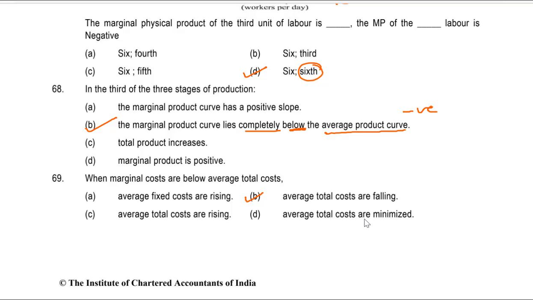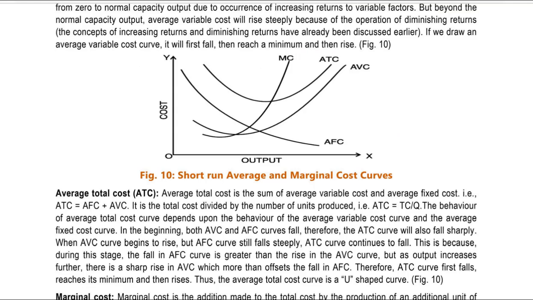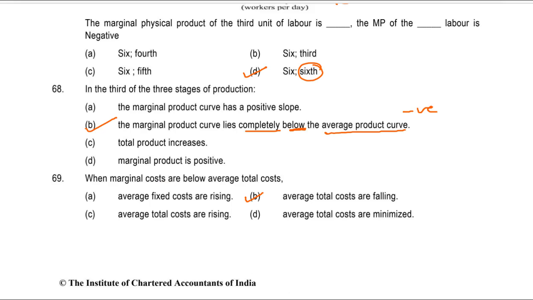When marginal cost is below average total cost, when MC is below ATC, the average total cost is falling. And that is why the marginal cost is below average total cost. Students, you can see over here, average total cost is falling. So MC is below average total cost. When average total cost is falling in the given graph, MC, that is marginal cost, is below the average total cost. I believe you understood this. Let us continue.